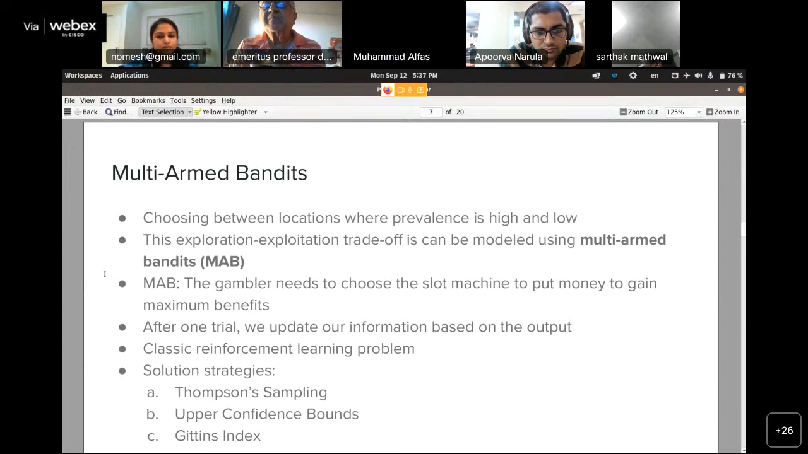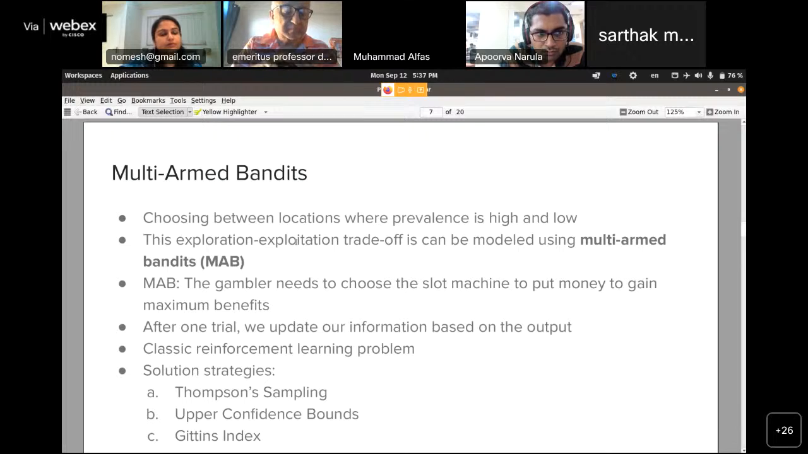So there is the idea of exploration and exploitation. You can exploit the machine which gives you maximum output, or you can try other slot machines which may give you better output. That is exploration and exploitation: we can exploit the available data, or we can explore the unavailable areas.